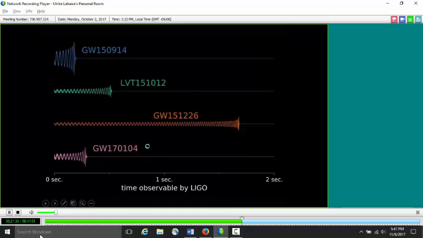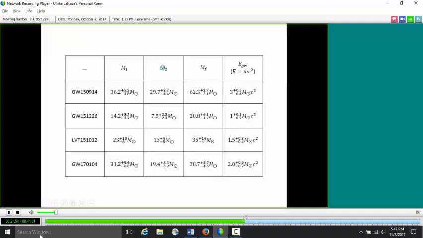And here are the 4 events that have been detected. These 3, the ones that begin with GW, there's high confidence that they were actually gravitational wave events. The other one is not as high. So 3, maybe 4 of these detections have been made so far in the last 2 years. Here are some parameters of the best fit model.